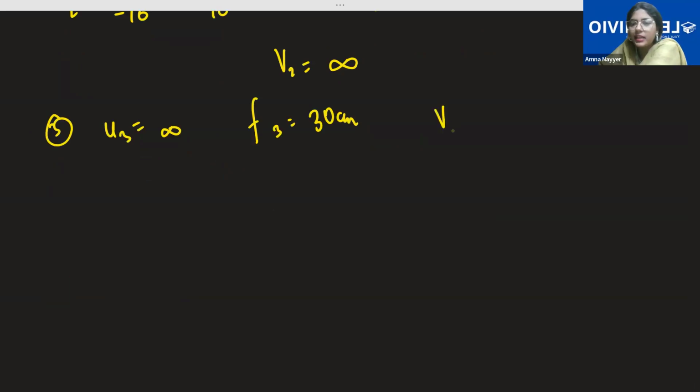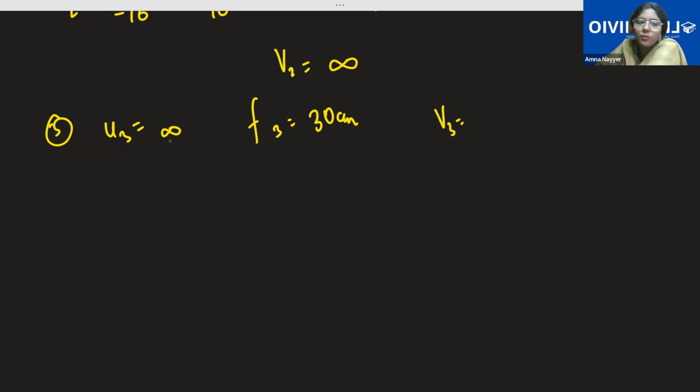Zainab, can you tell me V3 directly without applying the lens law? What should be the value of V3 by any logic? Yes, Zainab? Muniba? Any rule that we have studied by which you think this can be answered? Yes, correct. Aisha, you are absolutely right. Zainab, why a negative sign?